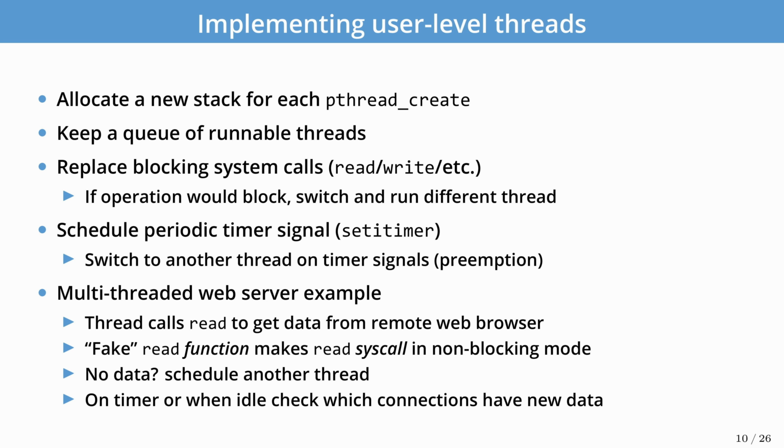We can see a simple example of how we might do this with a multi-threaded web server. Every time the thread calls read to get some data from the browser, the read function is going to be put in a non-blocking mode. So it's going to read, it's going to return back saying that there's no data available, and then we're going to run another thread. And periodically, we're going to check whether or not there's any data available in that connection, and when there is, we can resume that thread and allow it to continue running.